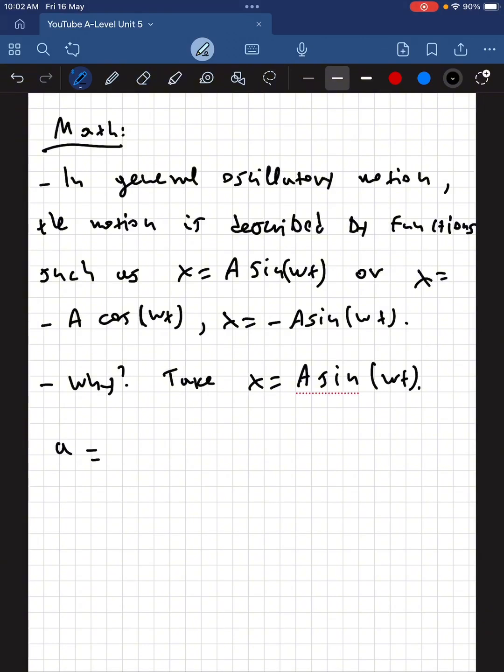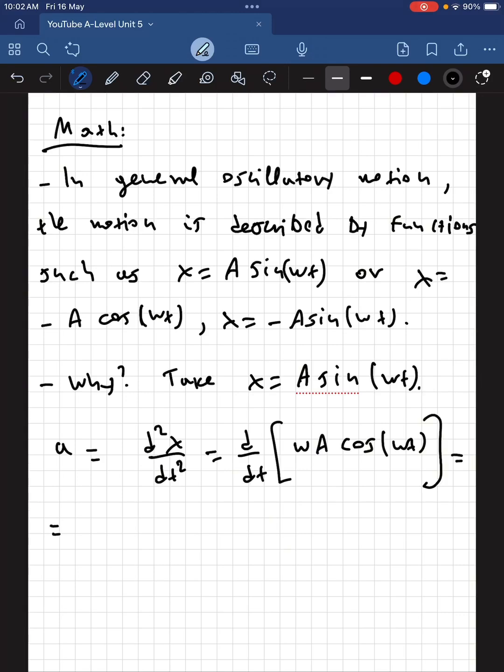Then recall that the acceleration is d squared x over dt squared, which means it is the first derivative of the first derivative of x. The first derivative of a sine omega t is going to be omega a cos omega t, right? And if we take this derivative once again, we find minus omega squared a sine omega t. But what is a sine omega t? It's x. So this is minus omega squared x. Okay, so it works. So sine and cosine functions work. This is the reason why you use them.